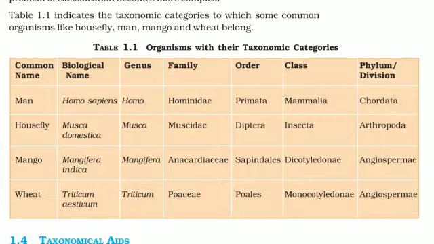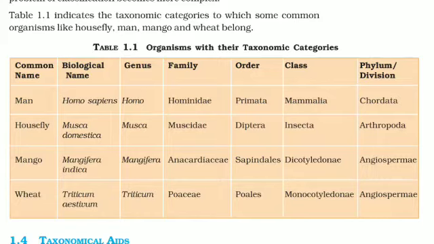They have given the common name, the biological name, that is the biological nomenclature of an organism, then genus, family, order, then class and phylum or division to which it belongs. The first common name they have mentioned is man. For man, the biological nomenclature is Homo sapiens. So it belongs to the genus Homo and specific epithet sapiens. Then it belongs to the family Hominidae, order Primata, and class Mammalia, and under the division or the phylum. When you take it as an animal, you consider it as phylum, and when you take it as a plant, it is a division. I hope you understood.